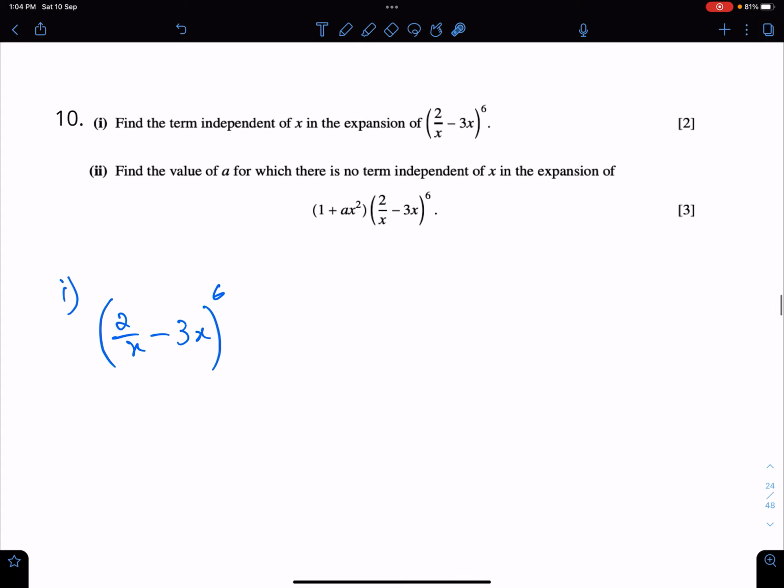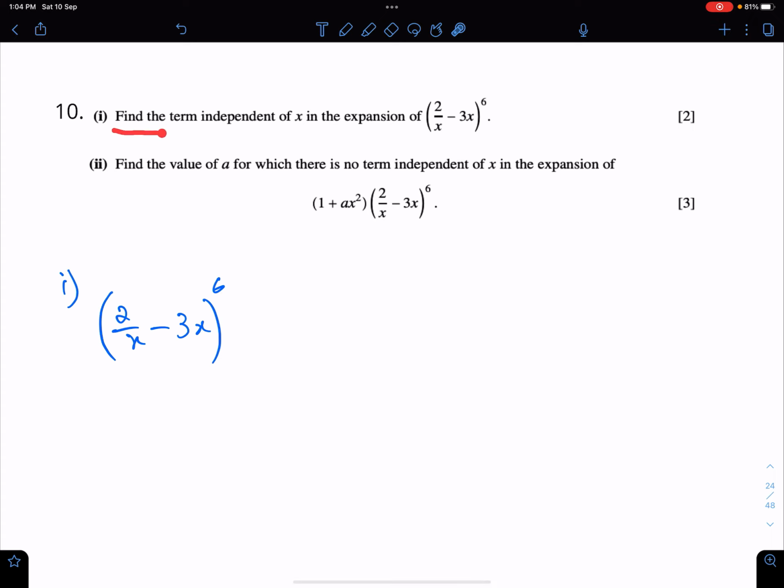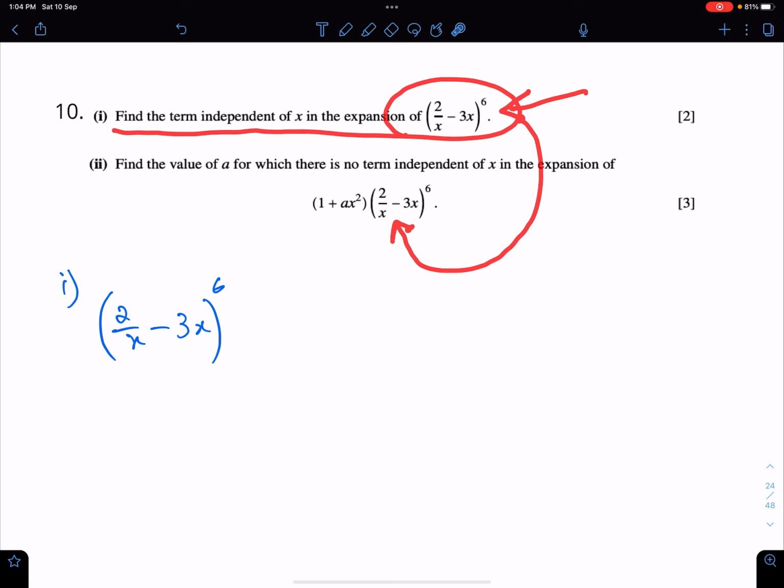For example, in this question, the first part is: find the term independent of x in the expansion of, and the same expansion is used in the later part. So never use the Tn formula to solve this first part. Always expand the expansion of the first part instead, to make the calculations for this second part simple.